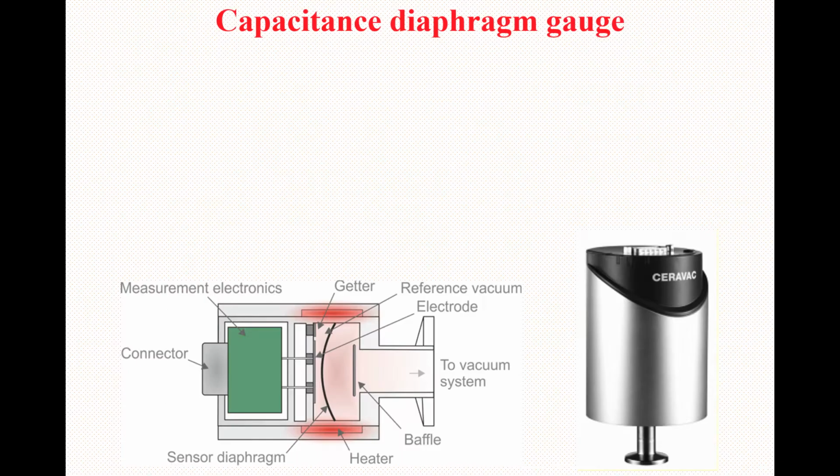Let's first come to the first type of gauge that we will discuss in this lecture, called the capacitance diaphragm gauge. Here you can see the external structure, how the diaphragm gauge looks from the outside. This is a picture of a standard capacitance diaphragm gauge, and this is how it looks internally. Internally, we have specified each of its parts. This is the connection part.